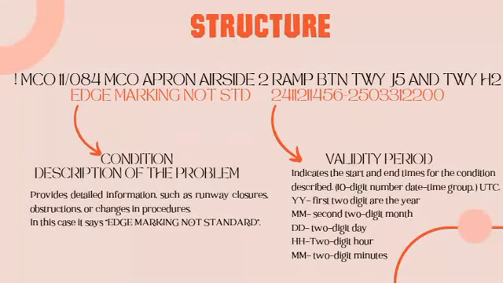Then we have the condition or description of the problem that provides detailed information such as runway closures, obstructions, or changes in procedures. In this case, it says edge marking not standard. The edge markings are painted lines that delineate the boundaries of the ramp, and it says that they are not standard, which can mean that they are faded or improper.